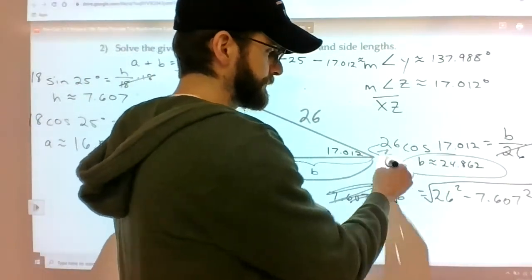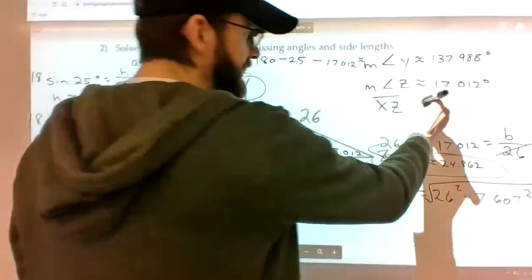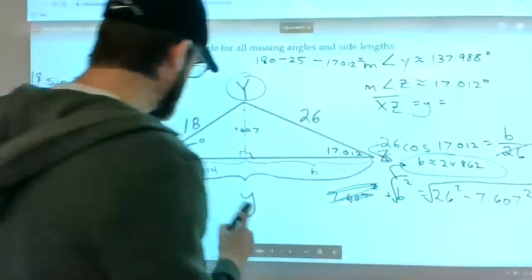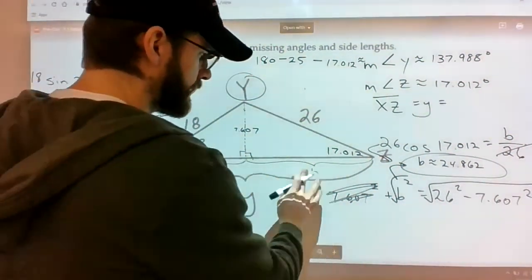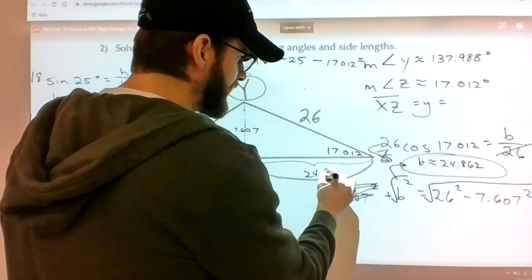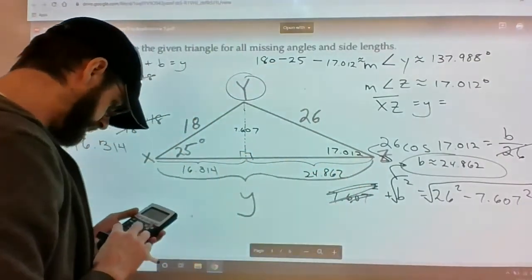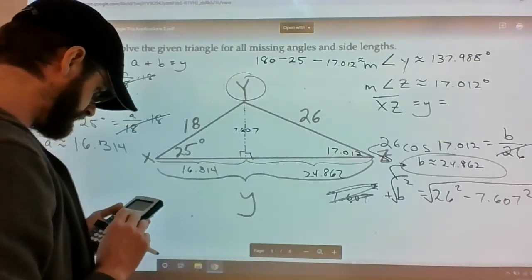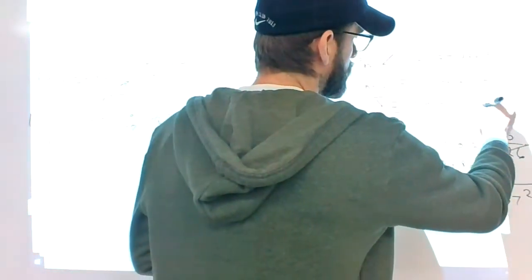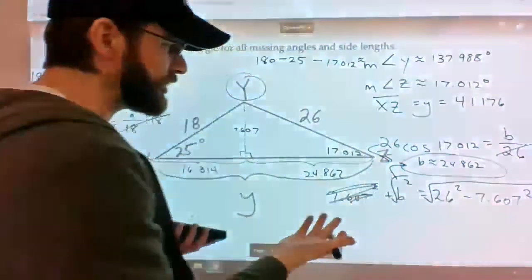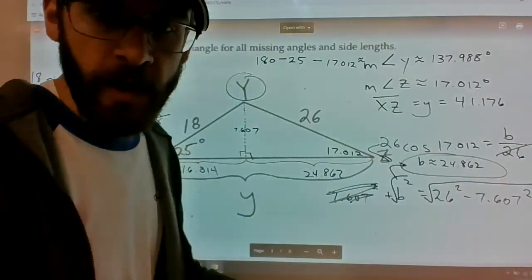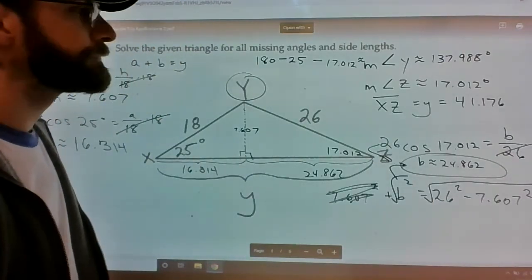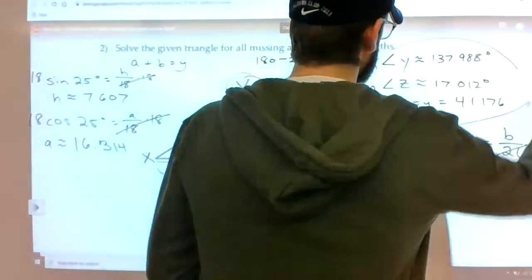All right, so then, to get xz, or the value for this little y here, I add 16.314 plus 24.862. 41.176. We didn't get a unit measure, but you know, it would be just regular units and not units squared or something like that. Okay. There we go.